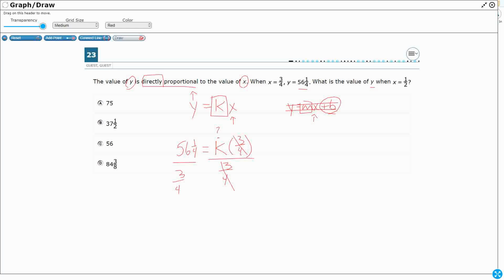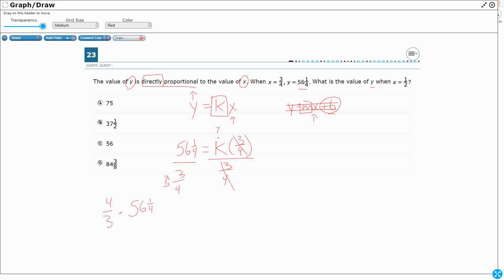So we'll use our calculator, but let me show you how you can do this without a calculator. First, when you have a division and you have a fraction in your denominator, it's the same thing as multiplying by the reciprocal. So really, this is 4/3 times 56 and 1/4. So dividing by 3/4 is the same as multiplying by 4/3. Division is the same as multiplying by the reciprocal. So we can do that.